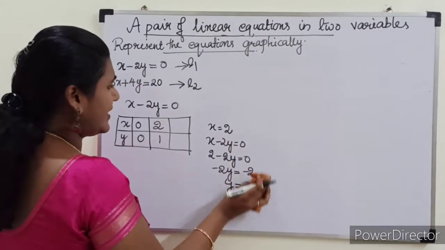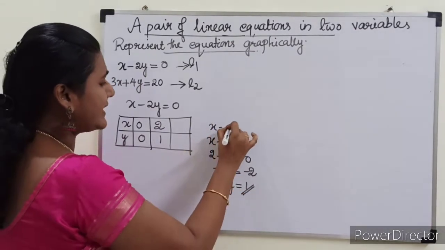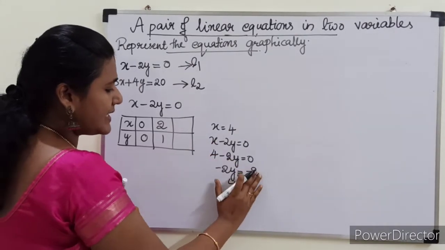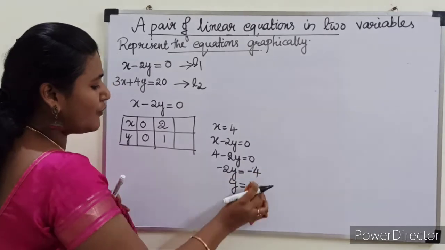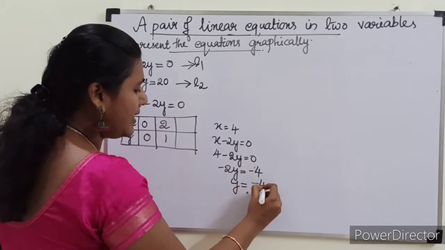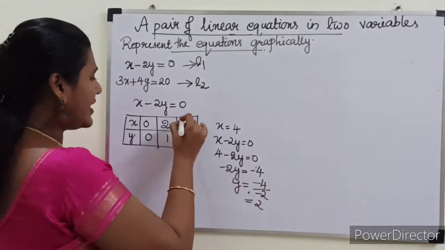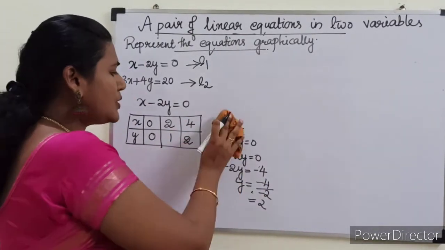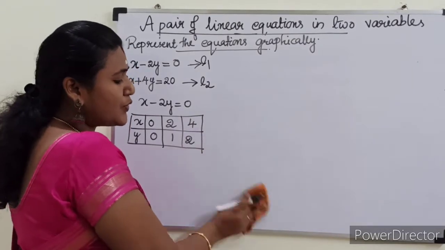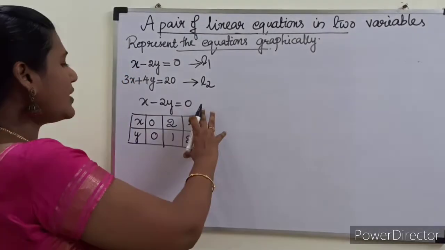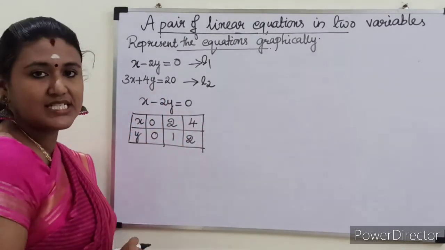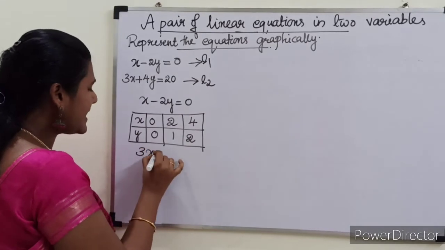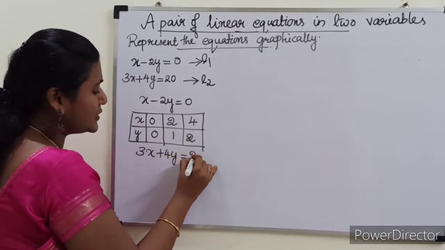Now we will take another value, x is equal to 4. When you substitute x is equal to 4, you will get minus 2y equals minus 4, that is the value of y will be minus 4 by minus 2, that is 2. So when x is equal to 4, you will get y is equal to 2. Minimum two solutions you require to draw the graph of a line, and we got the solutions of the first equation. Now we will move on to the second equation, that is 3x plus 4y is equal to 20.